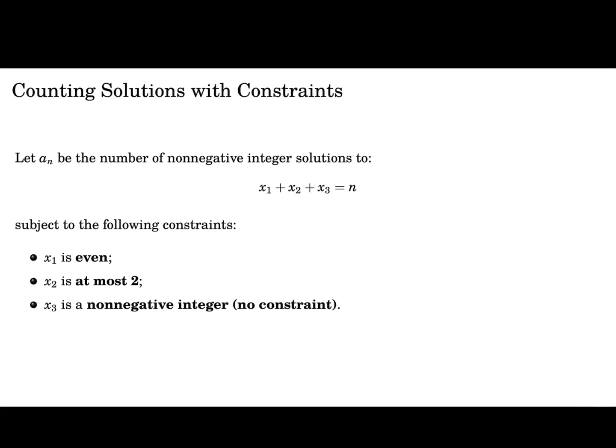Let a_n be the number of non-negative integer solutions to this system, x1 plus x2 plus x3, but they also have to satisfy the following constraints. x1 has to be even, x2 has to be at most 2, and x3 is a non-negative integer, so this one actually has no constraint. Okay, so let's look at how we can encode this into a power series.